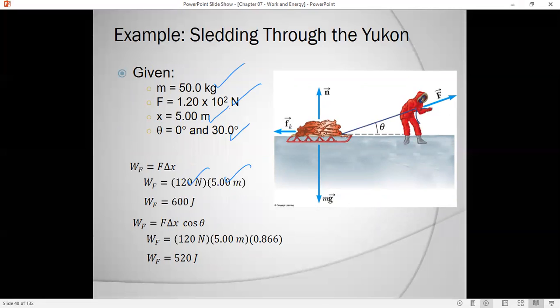However, when I go from pulling it horizontally to pulling it at a 30-degree angle, now the cosine of 30 degrees is not the same as the cosine of 0 degrees. Cosine of 30 degrees, although not that much less than 1, is now down to 0.866. So pulling with 120 newtons for 5 meters, that'll change the total work to 520 joules as opposed to 600 joules. Okay, so you can see how that cosine has changed the actual work that's being done.